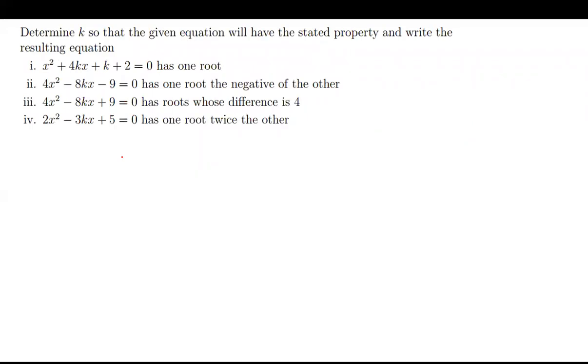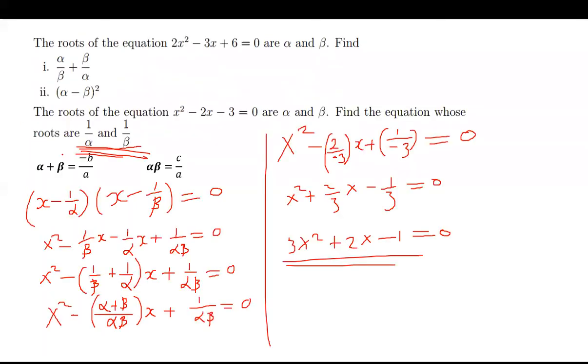So let us also try to look at this question here. Determine K so that the given equation will have the stated property and write the resulting equation. I'll not do all the questions here. I'll leave some for exercise. Remember, on this question here, you have this part as your exercise. I want you to do this as part of your exercise.